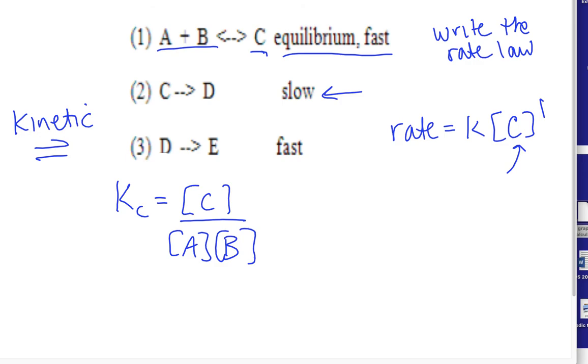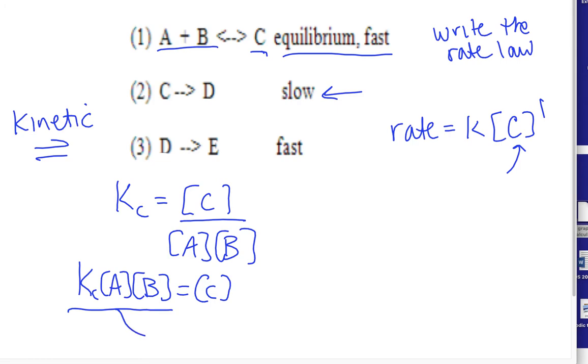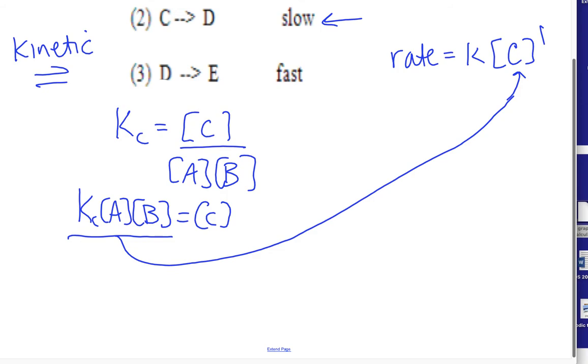So I'm going to rearrange this equation to isolate C by itself. So I'm going to multiply each side by AB. So I get KC times A times B equal to C. Okay? All I do is take this guy right here, which is equal to C, plug him into C. So my rewritten rate law is rate is equal to K, that's the original K, times this KC that we have, times A times B.